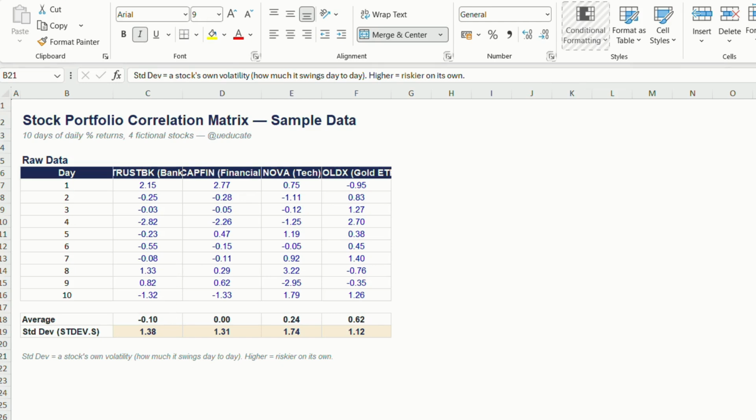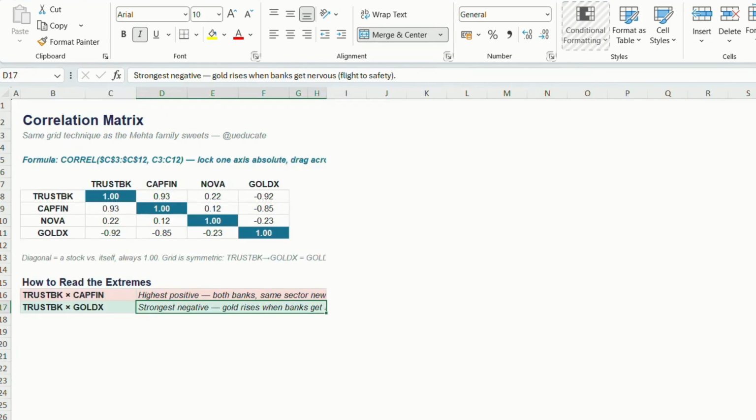Next is the correlation matrix, same as the Mehta grid. After applying the correlation formula, we lock one axis absolute with F4 and drag across and down to fill this whole stock grid. The diagonal is always 1, because a stock is perfectly correlated with itself. That's your sanity check that the formula is right.